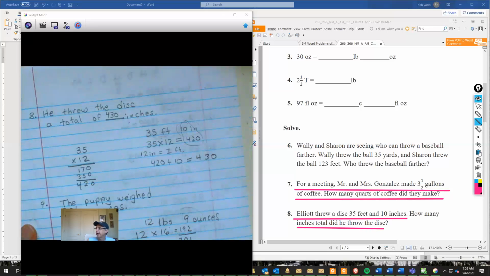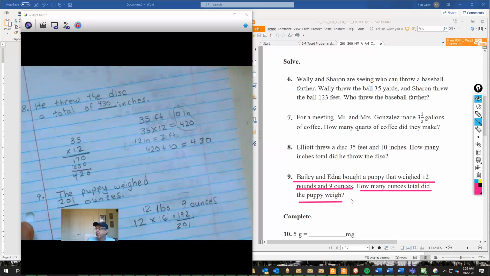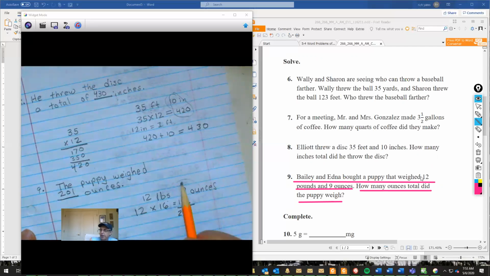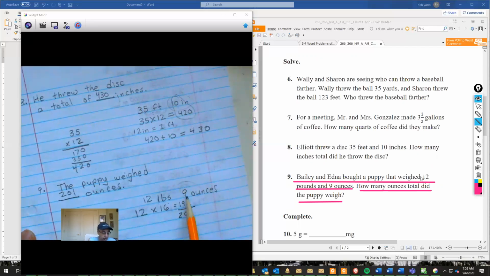Let's go on down now to number 9. On number 9, it says Bailey and Edna bought a puppy that weighed 12 pounds and 9 ounces. How many ounces total did the puppy weigh? So what I'm going to be doing here is converting pounds into ounces. The puppy weighs 12 pounds and 9 ounces, so I know that I don't have to convert this 9 ounces over. I just have to convert this 12 pounds over to ounces.